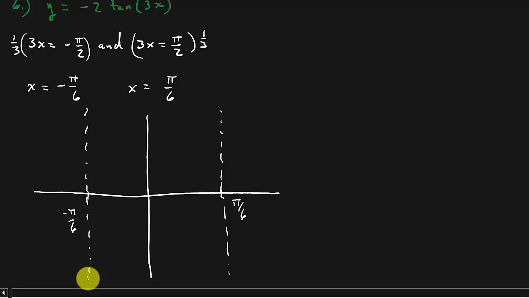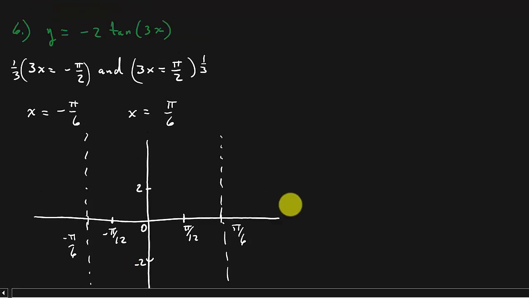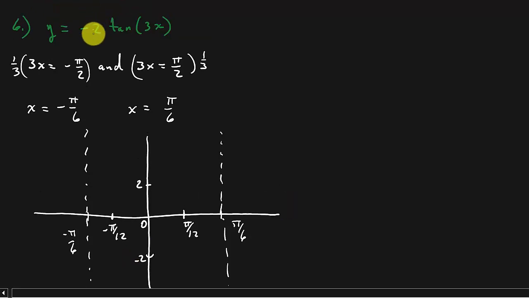All right, so let's break this up into 4 equal intervals. We know the midpoint here is 0. The midpoint here would be pi over 12, and the midpoint here would be negative pi over 12. And then I would be at 2 and negative 2, right? Because of the negative 2 in front. That tells you how far to go up or down.